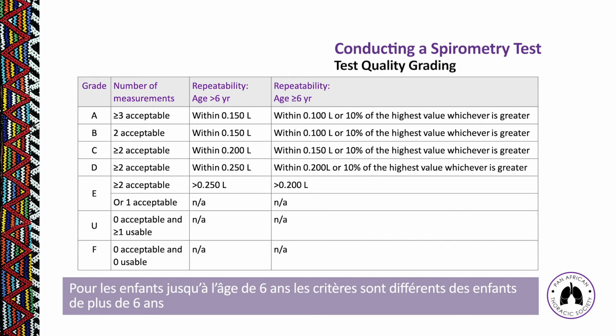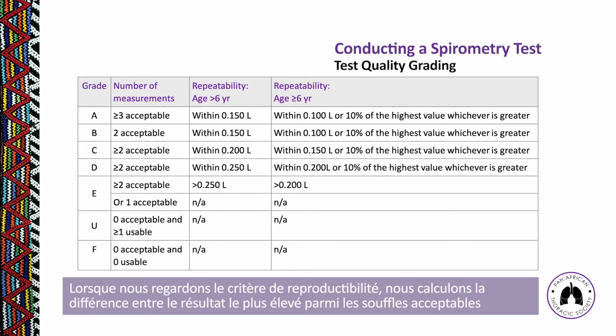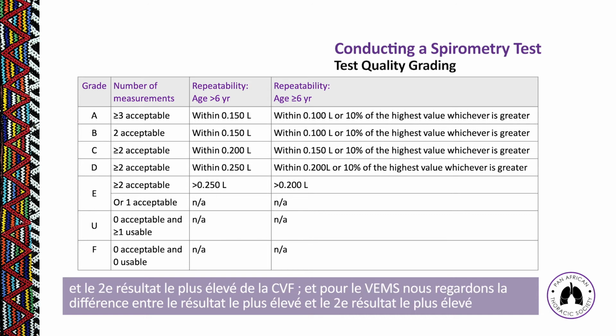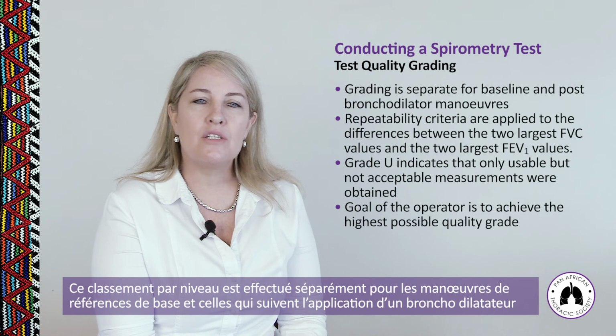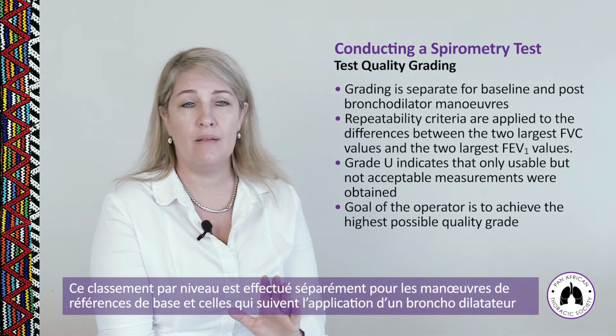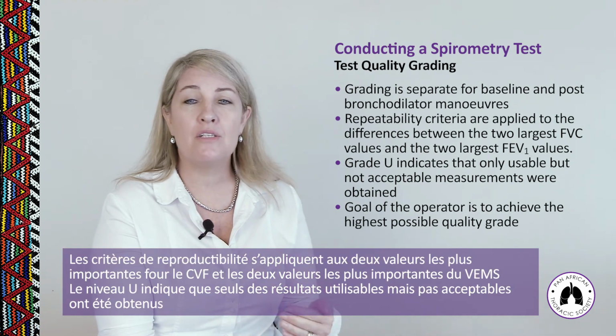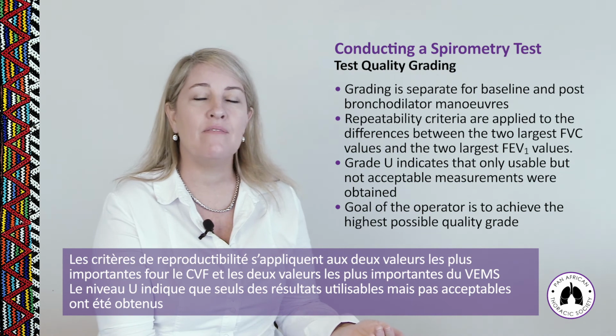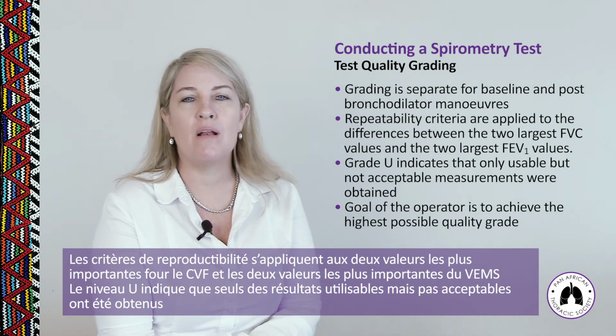In children who are 6 years old or younger, there are different criteria from children who are older than 6. When we're looking at repeatability, we're looking at the difference between the highest and the next highest FVC from acceptable blows and the highest and the next highest FEV1 from acceptable blows. The repeatability grade is determined for the baseline maneuvers and then the post-bronchodilator maneuvers separately. The repeatability criteria are applied to the differences between the 2 largest FVC values and the 2 largest FEV1 values.